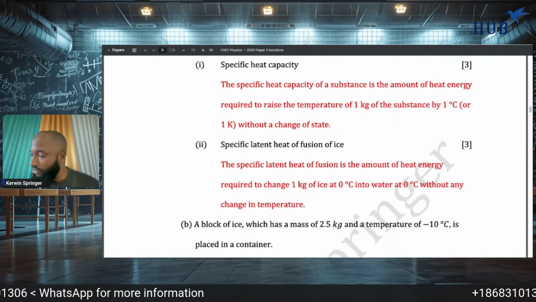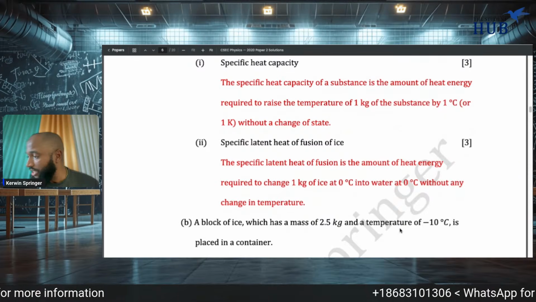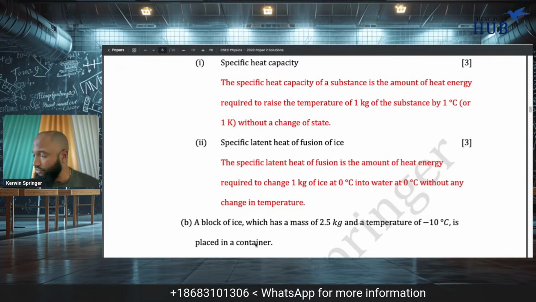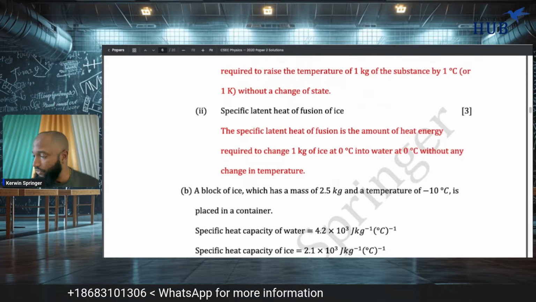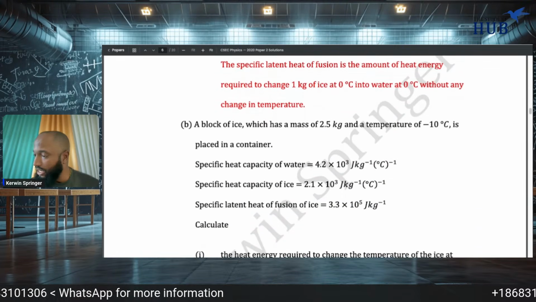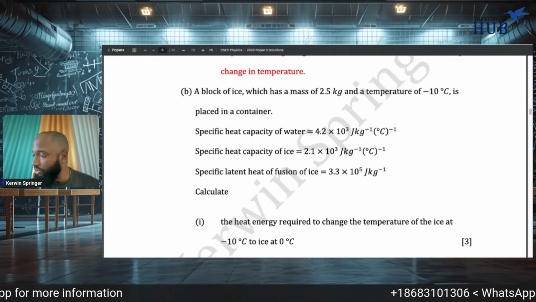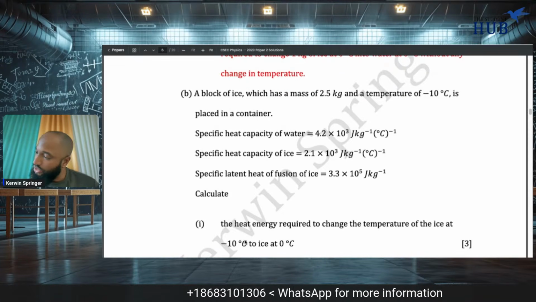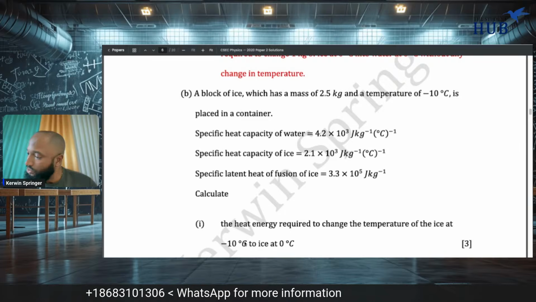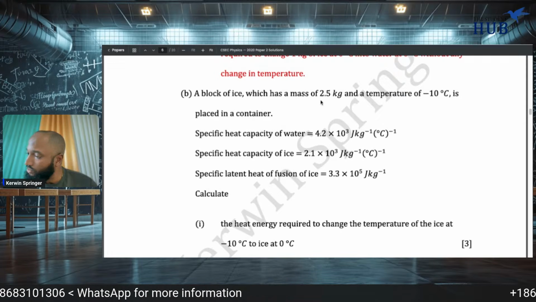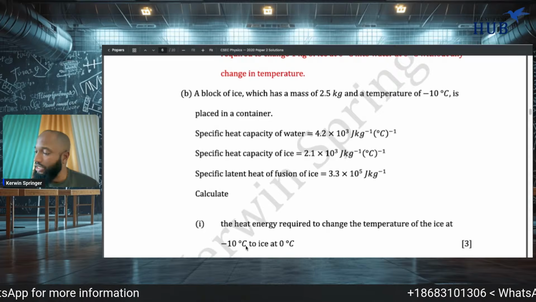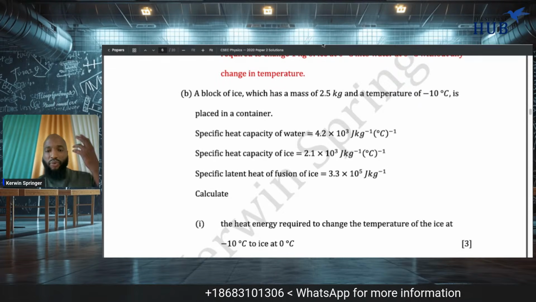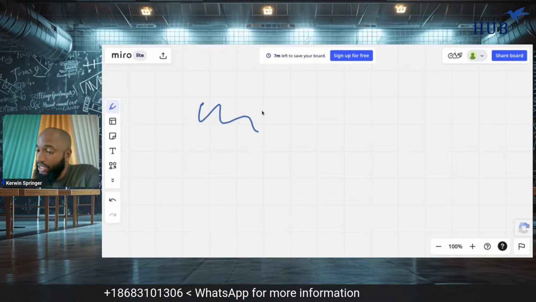Cool. A block of ice which has a mass of 2.5 kilograms and a temperature of negative 10 degrees Celsius is placed in a container. And what do they want? They give us a whole bunch of things. Calculate the heat energy required to change the temperature of the ice from negative 10 degrees Celsius to 0 degrees Celsius. So there's a few different ways these questions can come. Let me help you paint this picture now.